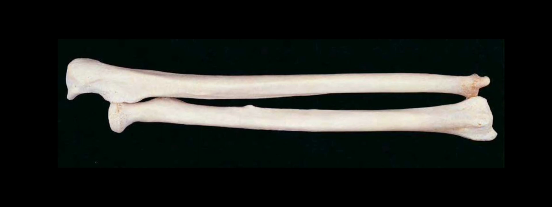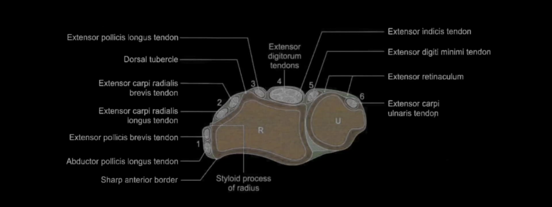The posterior surface is grooved and it has a tubercle called dorsal tubercle of Lister, and it has grooves for the passage of extensor tendons of the forearm muscles. Let us see them now. Here you can see this is the posterior surface, and here is the dorsal tubercle. And this is the medial side and this is the lateral side.